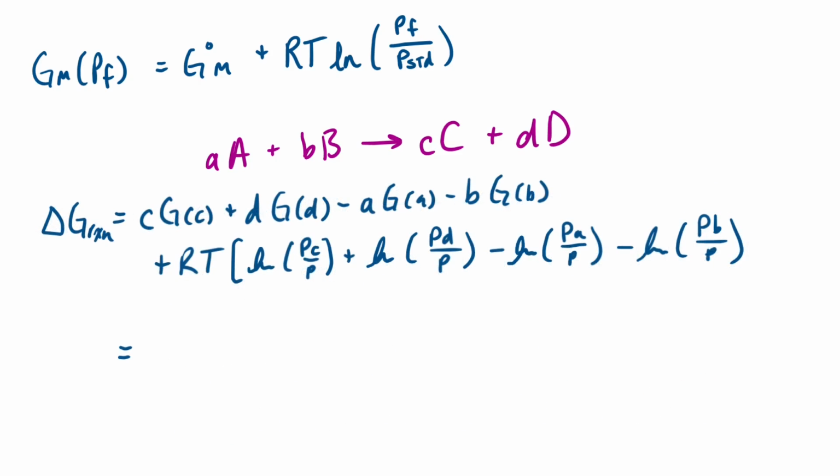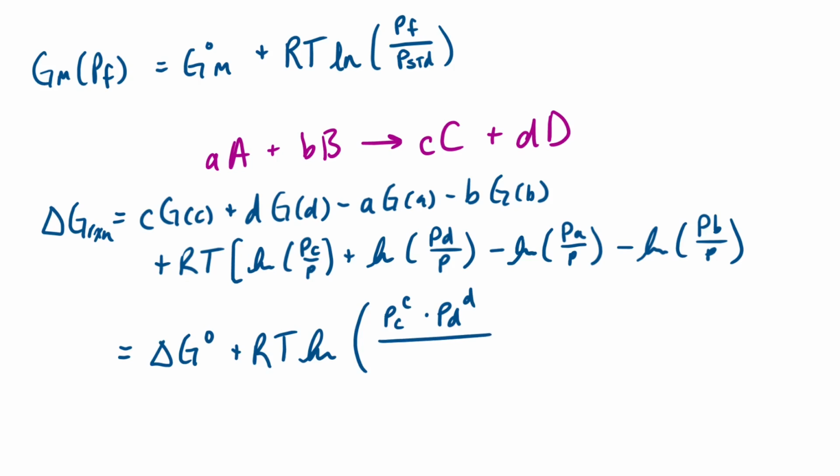which we can read as the Gibbs energy of the products minus the Gibbs energy of the reactants under standard conditions. That gives us the standard delta G plus the gas constant times the temperature multiplied by the natural logarithm of the pressure of C raised to the stoichiometric value of C times the pressure of D raised to its stoichiometric value divided by PA to the A times PB to the B.